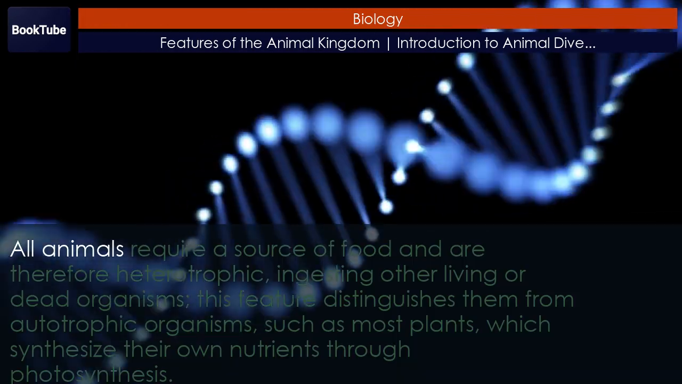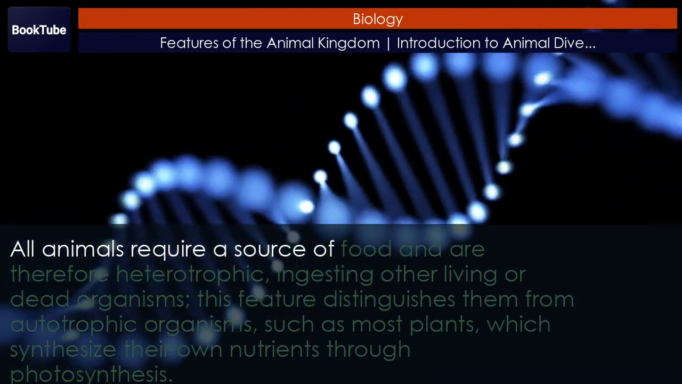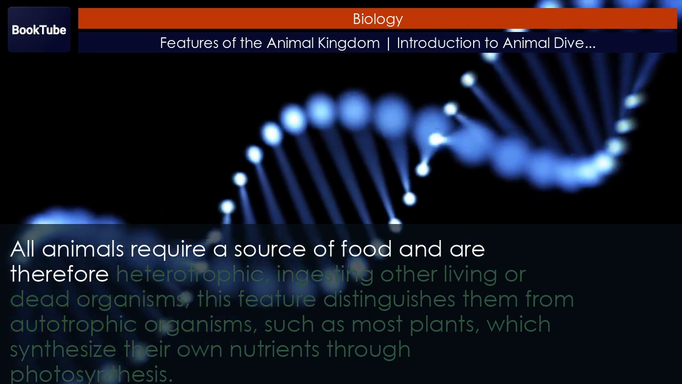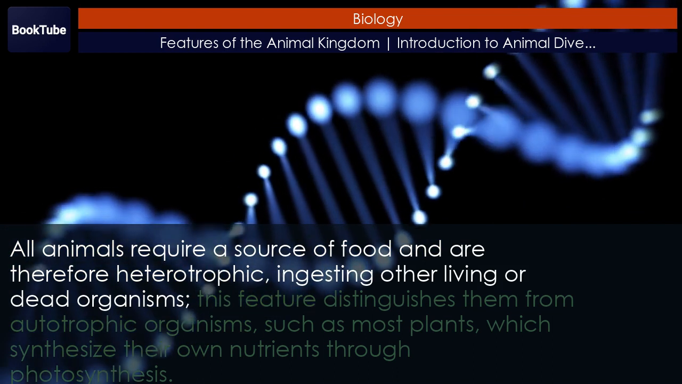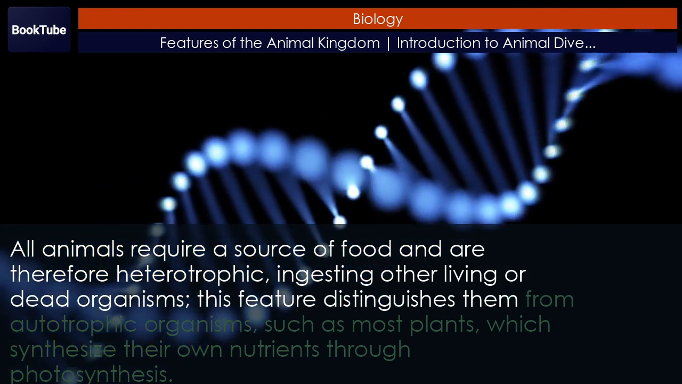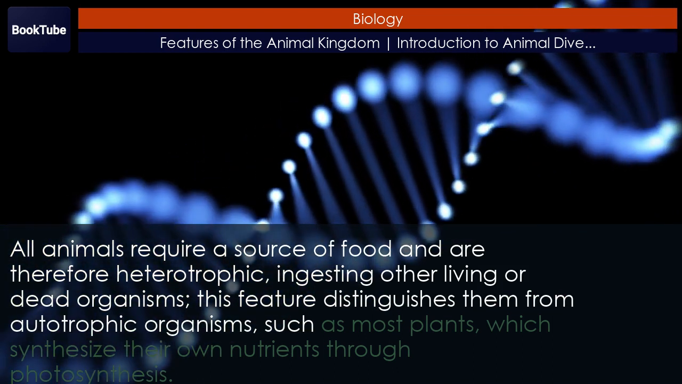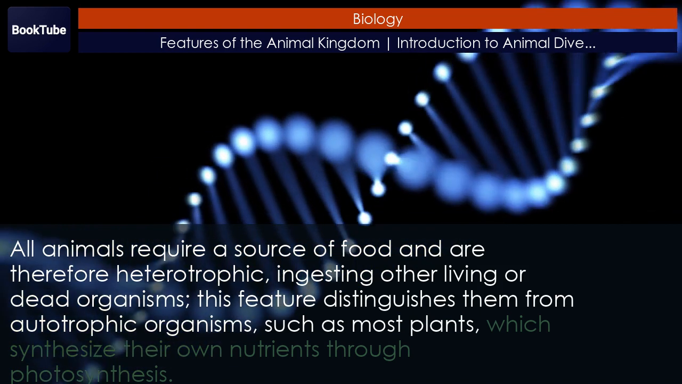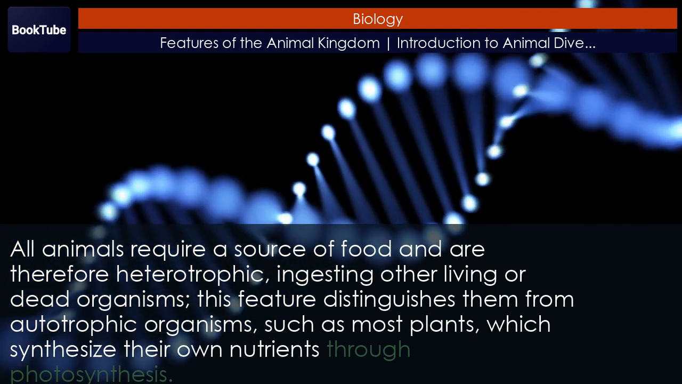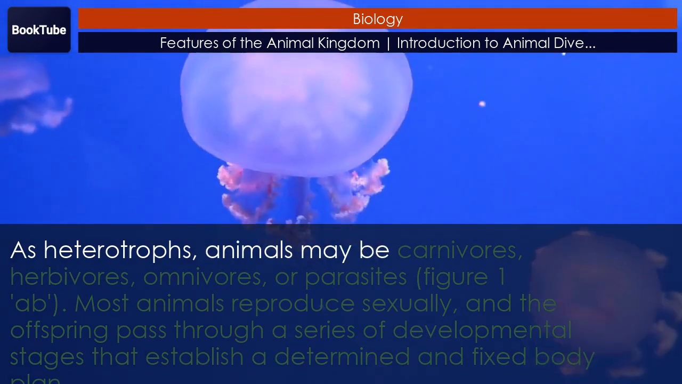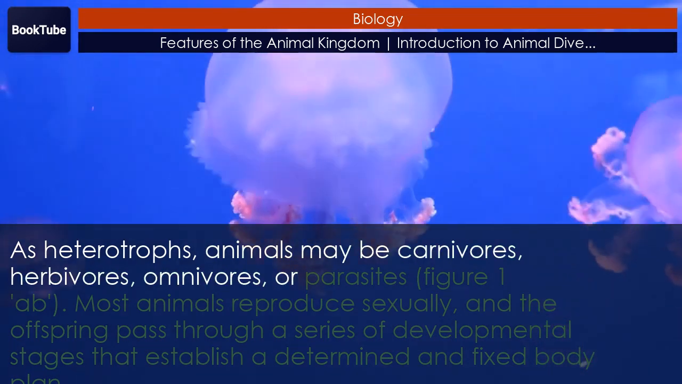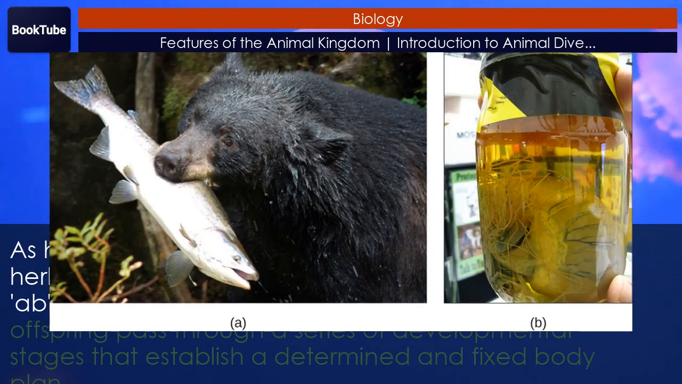All animals require a source of food and are therefore heterotrophic, ingesting other living or dead organisms. This feature distinguishes them from autotrophic organisms, such as most plants, which synthesize their own nutrients through photosynthesis. As heterotrophs, animals may be carnivores, herbivores, omnivores, or parasites.